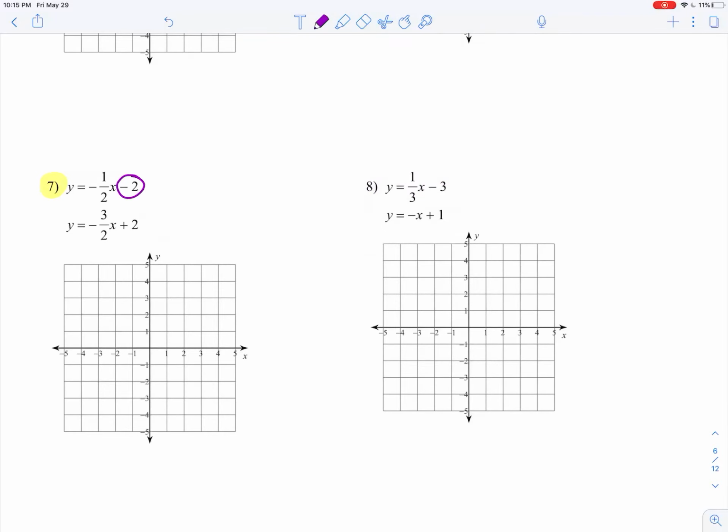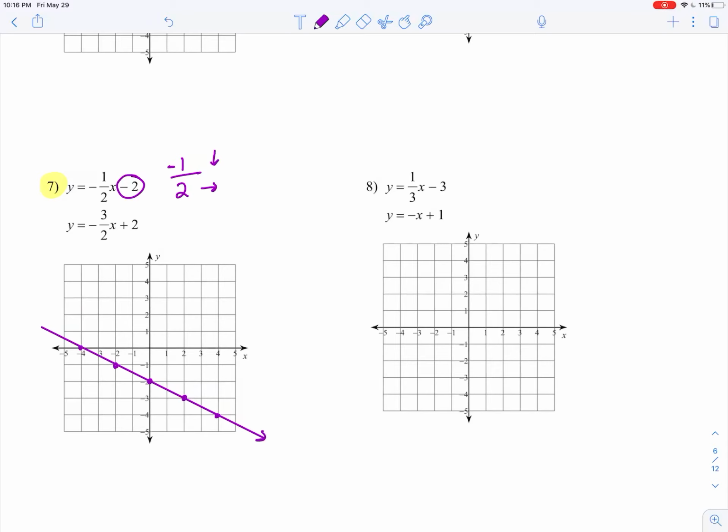So my y-intercept is at -2, and my slope is -1/2. I'm going to treat this as -1/2, so I'm going to go down 1 and to the right 2 units. Down 1, right 2, down 1, right 2, and then you can actually go backwards as well. Instead of moving down 1, I'm going to go up 1, and instead of moving right 2, I'm going to move to the left 2. There we go, up 1, left 2, and there we have a line.